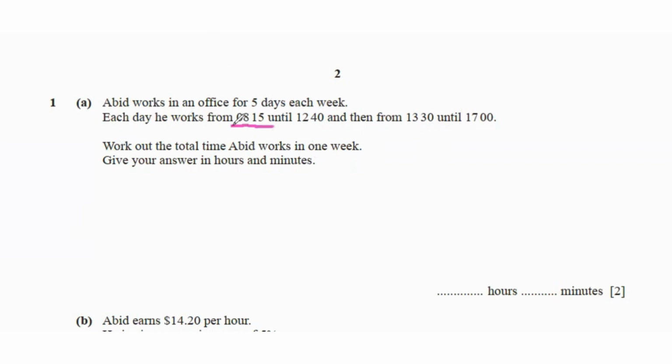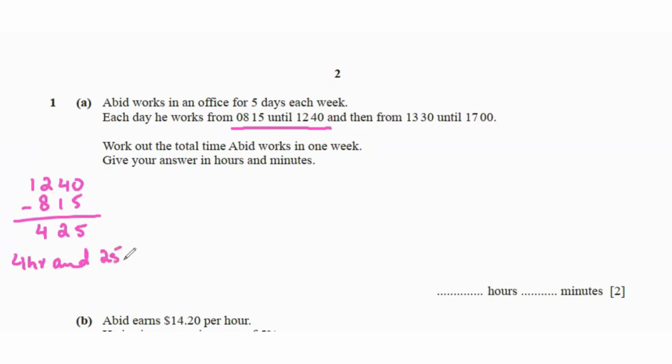So from 8:15 to 12:40, let's subtract 8:15 from 12:40, and that will give us 4:25. So 4 hours and 25 minutes is the first half for this.